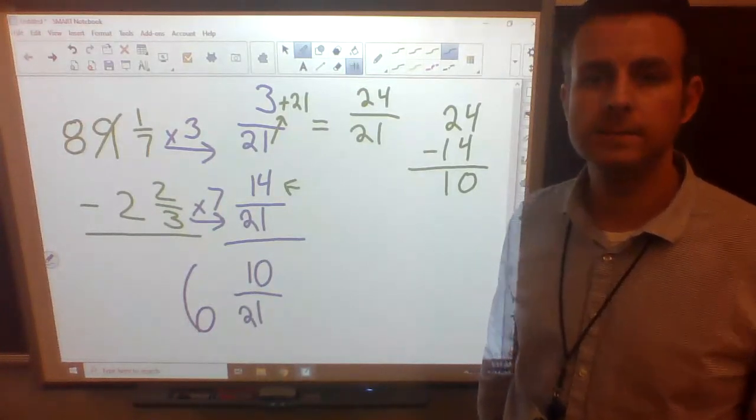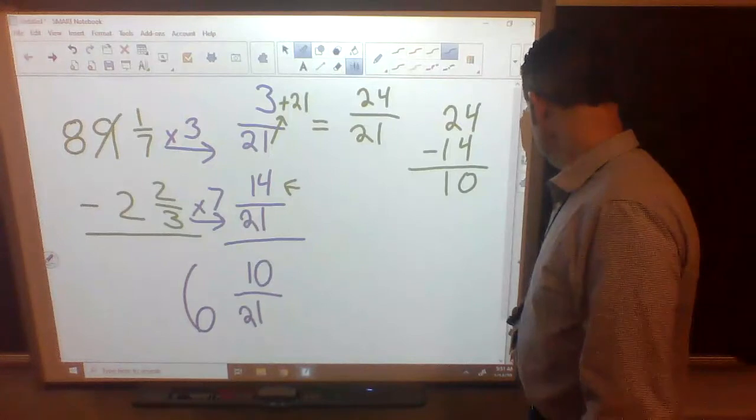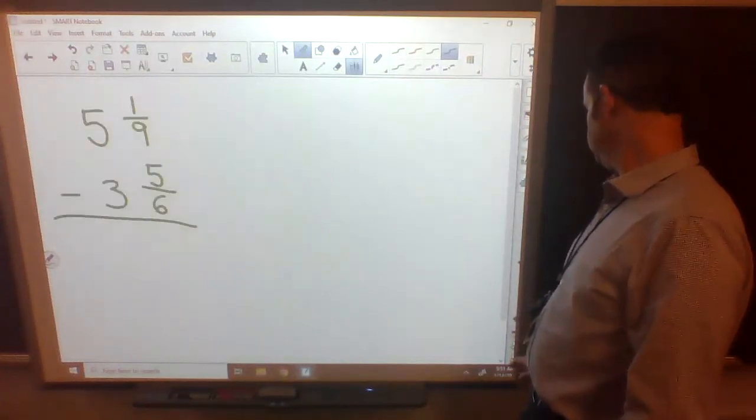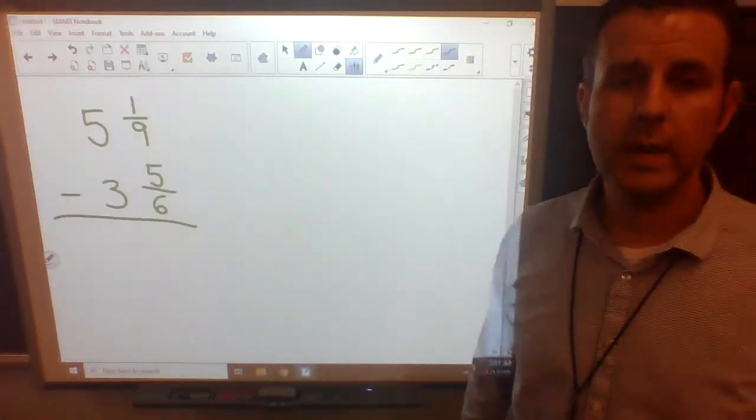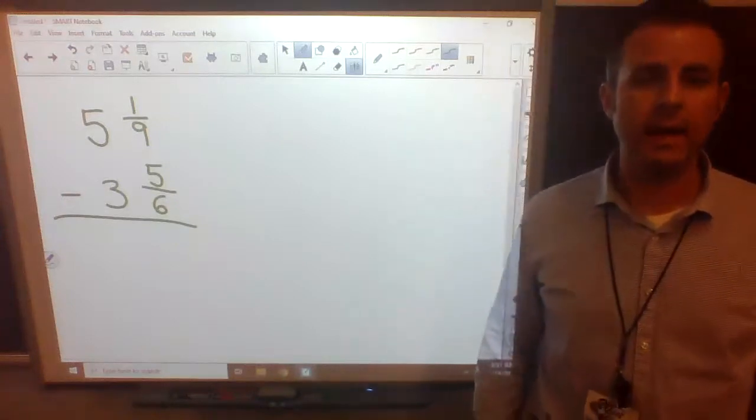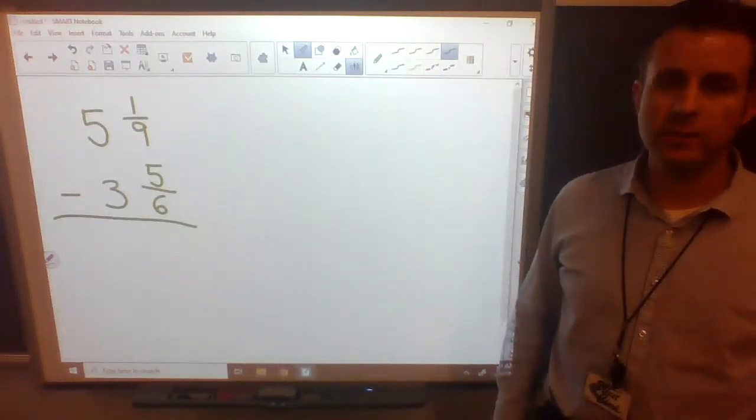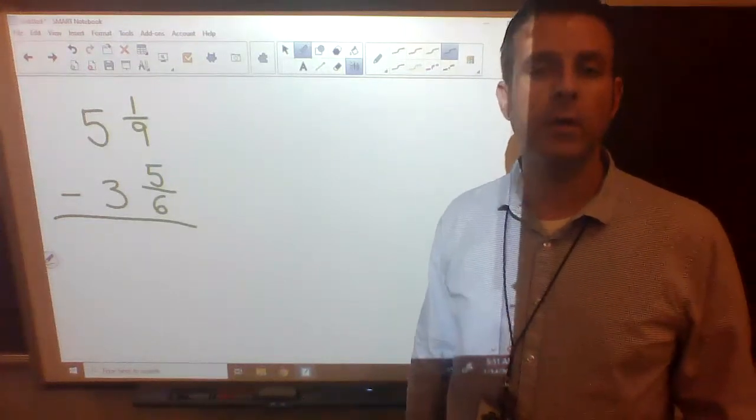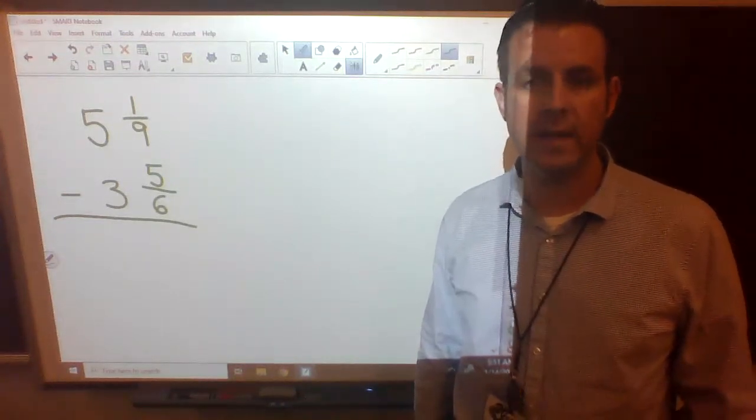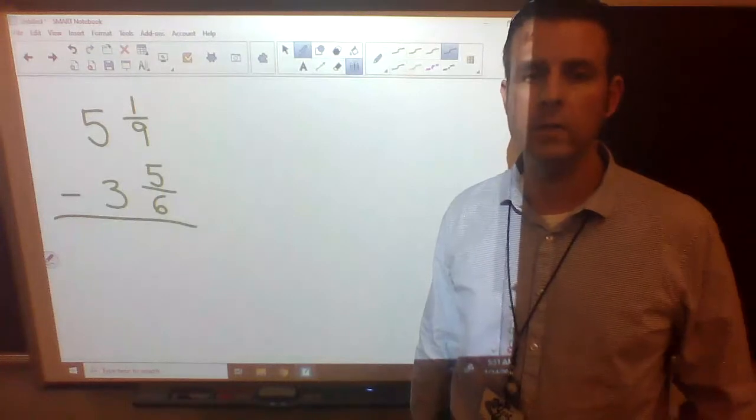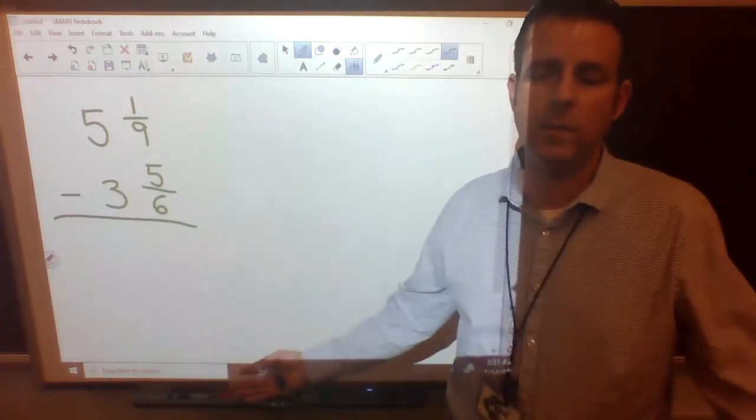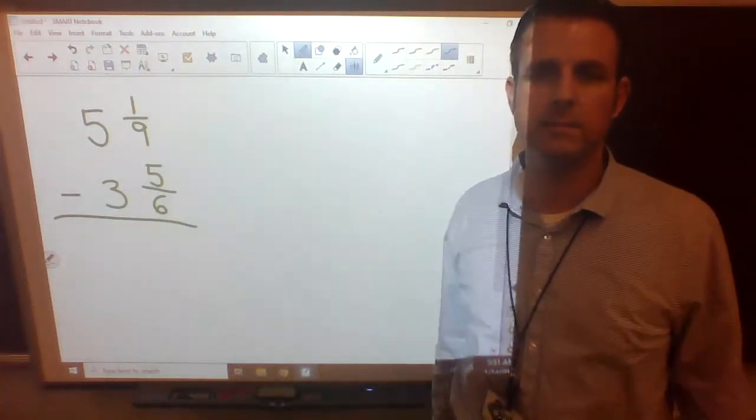Let's do another one. So on this one, we have 5 1/9, and we're subtracting 3 5/6. Again, we start with the fraction. Our bottom numbers are not the same. We have to make them the same. Some of you are not doing this, and you're wasting your time. You can't do it the way you're doing it. You have to make them the same.